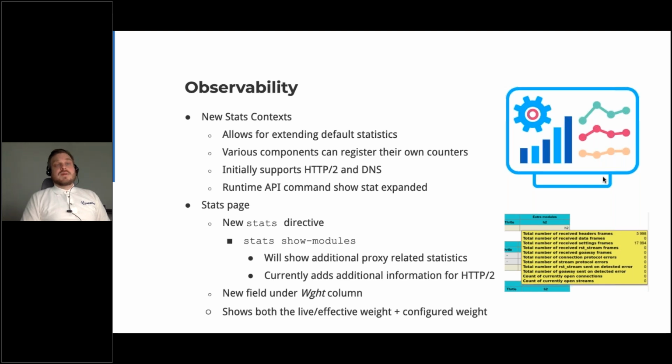A new directive, stats show-modules, has also been introduced that will add additional columns to show additional proxy-related statistics. Currently, it adds additional information on HTTP2. The stats page also now has a new field under the weight column that will show both the live, or the effective, weight and the configured weight. This is helpful when you're using the slowstart directive, where the effective weight may be different than the configured weight.